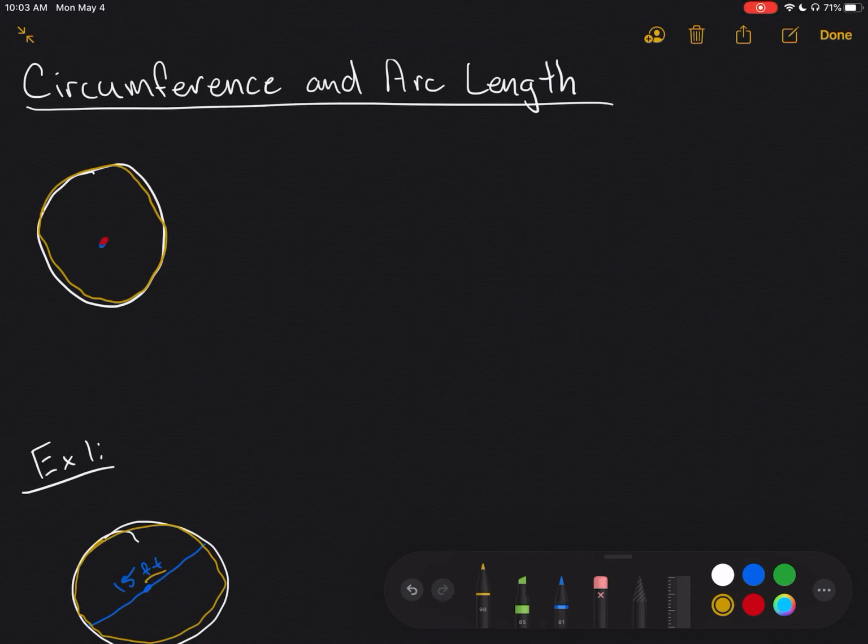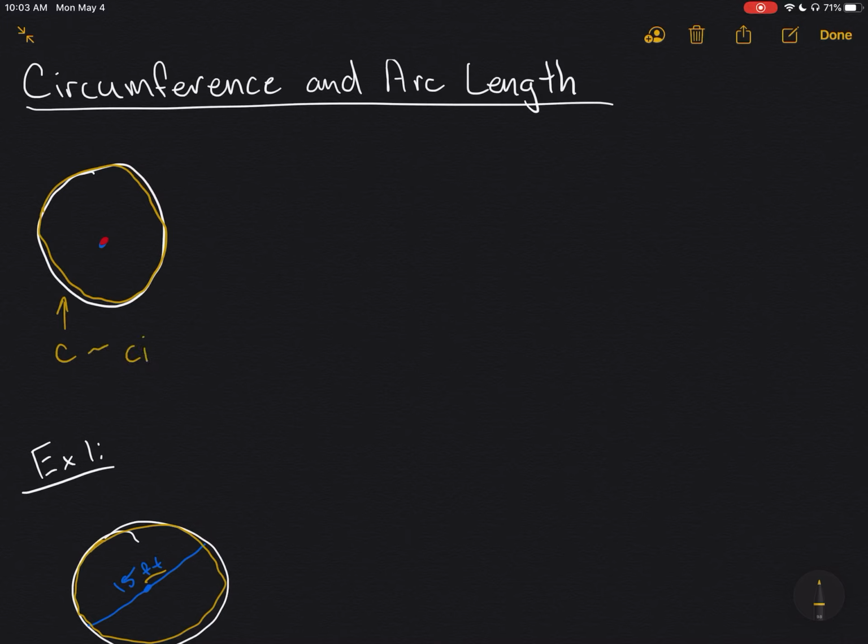So we're going to talk about circumference and arc length. Circumference is essentially your perimeter around the circle, so the distance around the circle, and we will call that C, okay, for circumference.